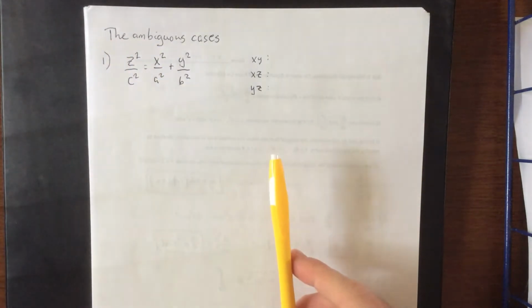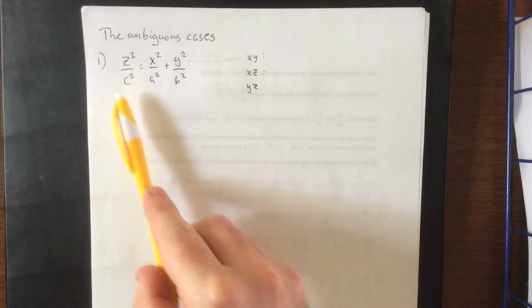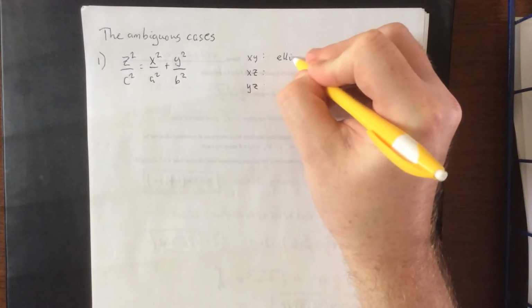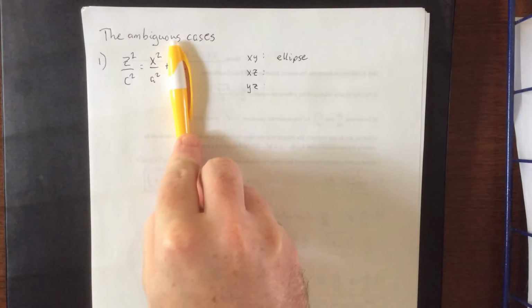Oh, casting shadows. That's no bueno, like we say in French, no bueno. We see an x squared plus y squared. That is indicative of an ellipse. The xz trace, even cast in shadows, will be okay.